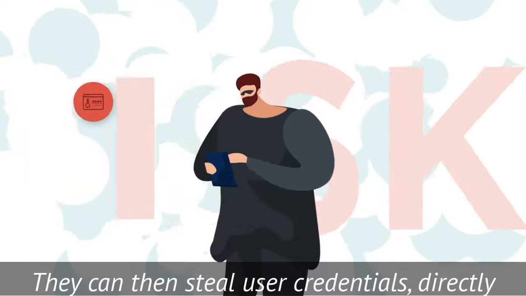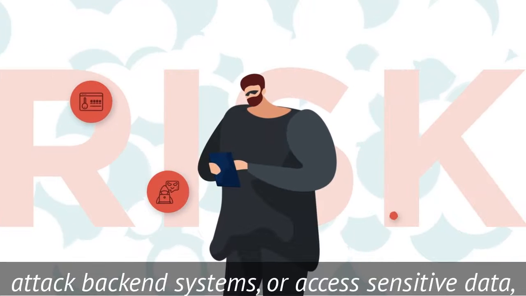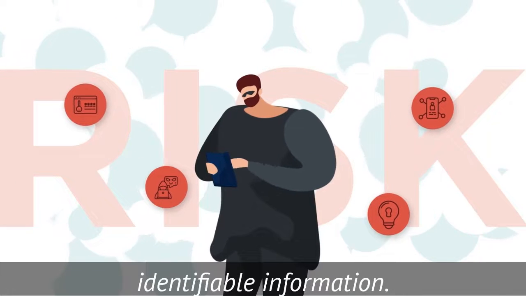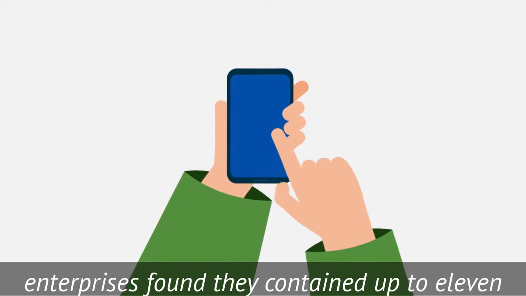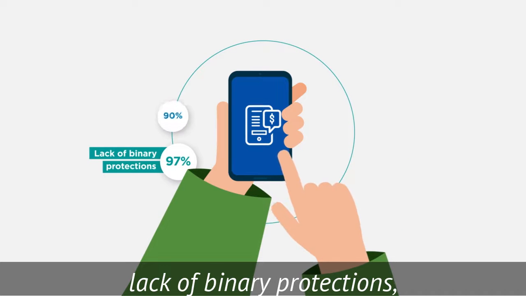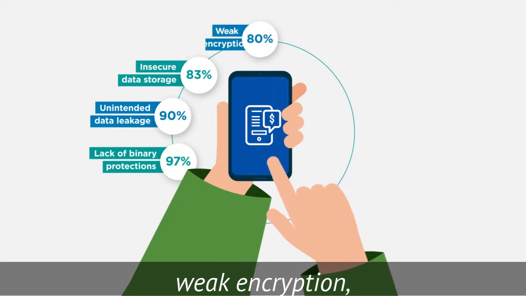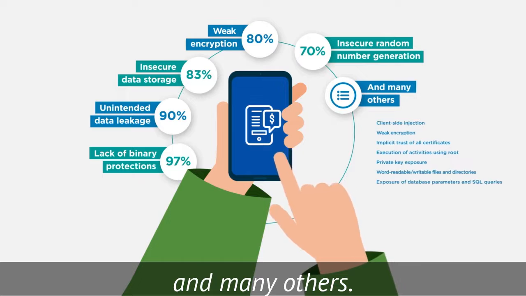They can then steal user credentials, directly attack back-end systems, or access sensitive data, including intellectual property and personally identifiable information. A study of 30 financial apps from leading enterprises found they contained up to 11 different vulnerabilities, including lack of binary protections, unintended data leakage, insecure data storage, weak encryption, insecure random number generation, and many others.